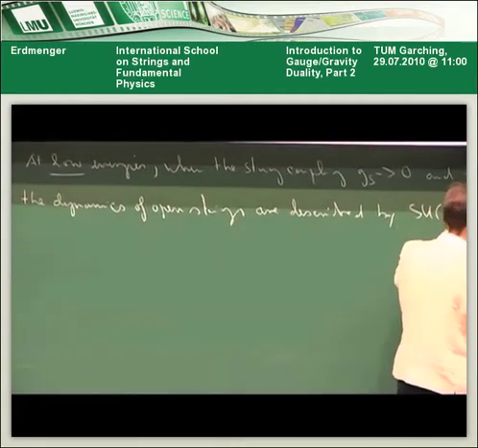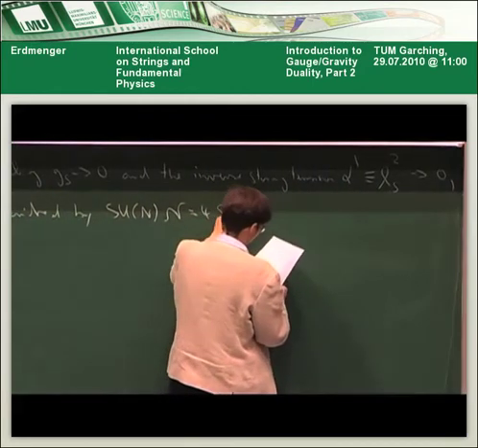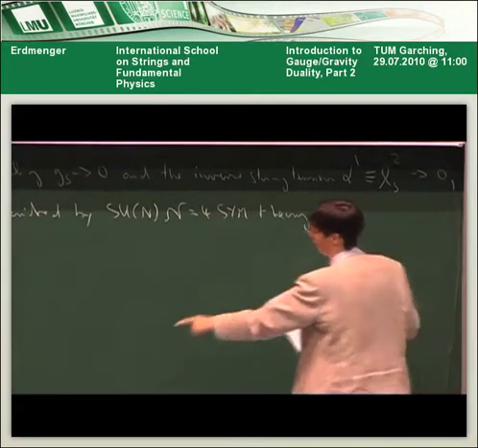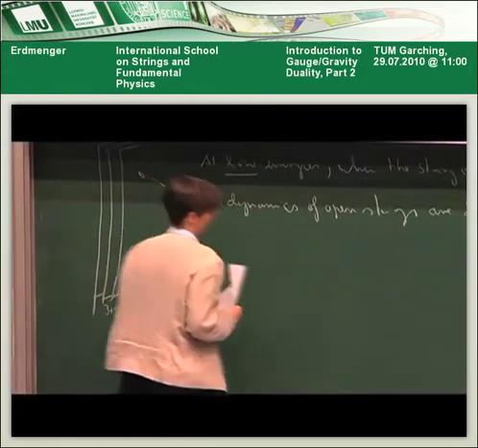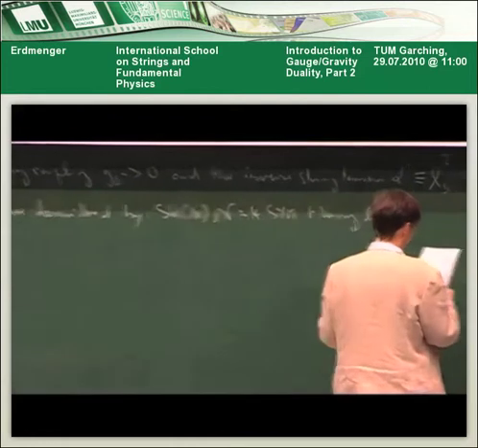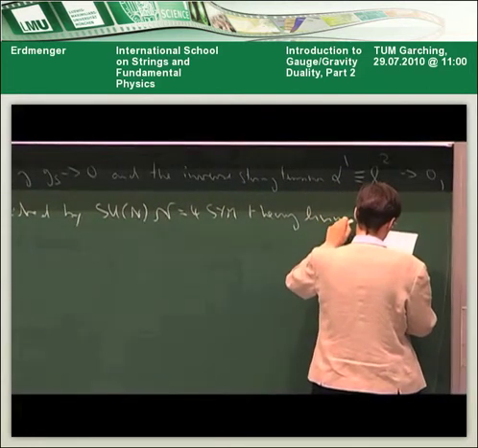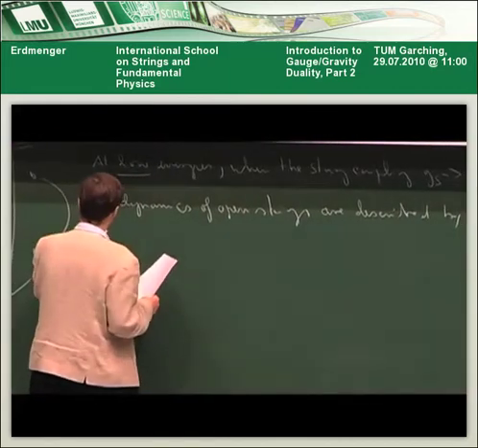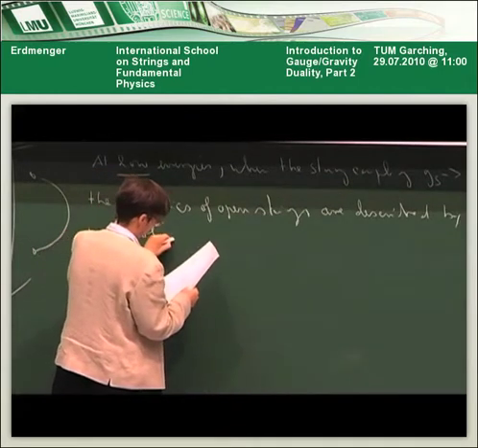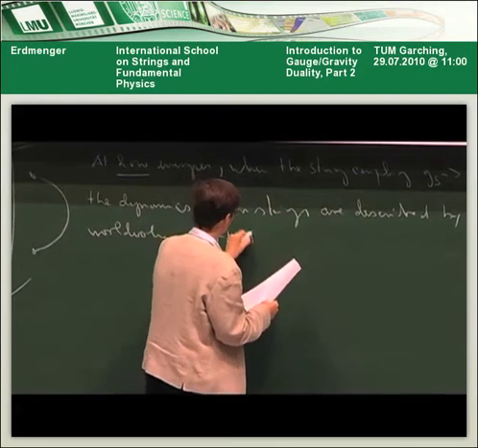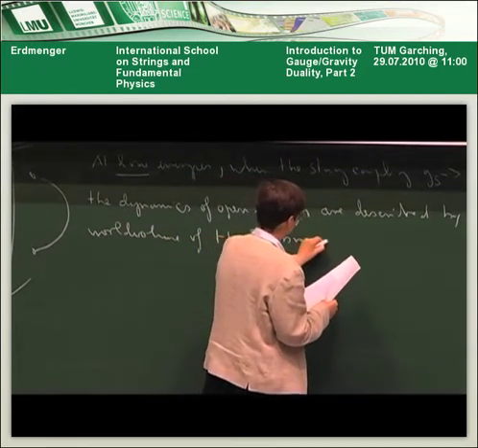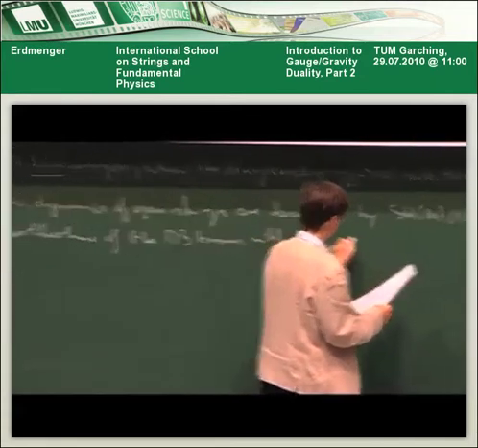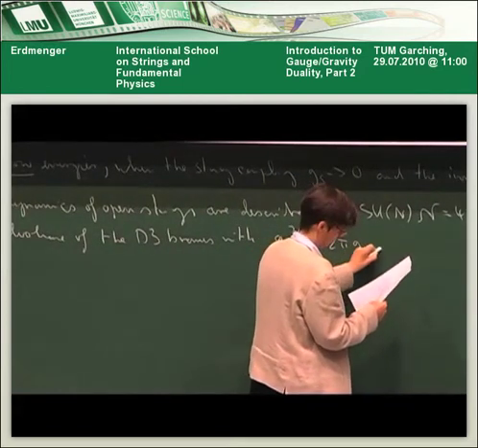By SU(N) N=4 super Yang-Mills theory, living on the world volume of these hyperplanes, so living in these 3+1 dimensions, which correspond to these D-branes. And the point is, it turns out that the Yang-Mills coupling constant squared will be identified with 2 pi times the string coupling constant.